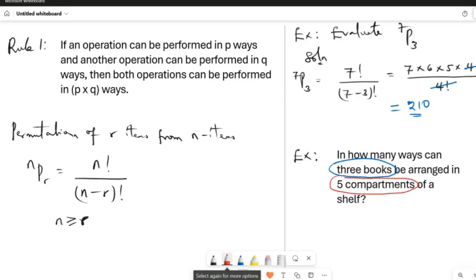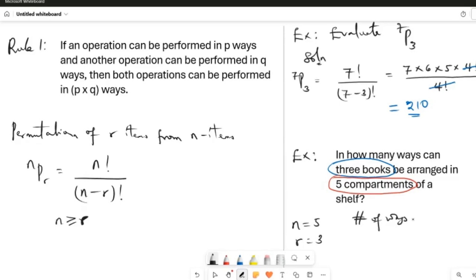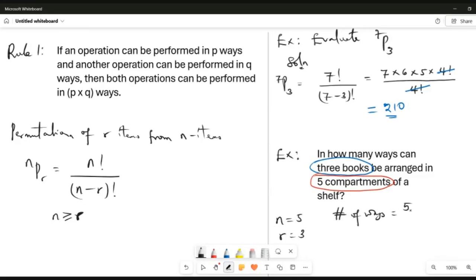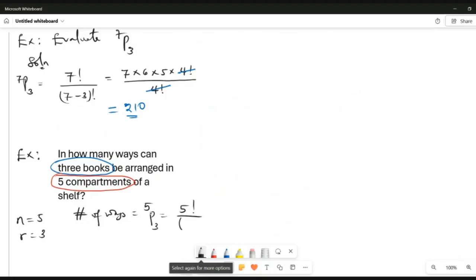So this is like out of 5. That means our n is 5 and our r is 3. Do you understand that now? So the number of ways is going to be 5 permutation 3. So the number of ways is 5P3 equals 5 factorial over (5 minus 3) factorial, and this is now going to be 5 factorial over 2 factorial.